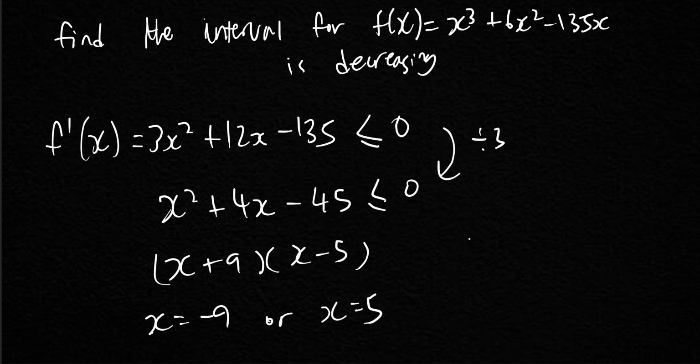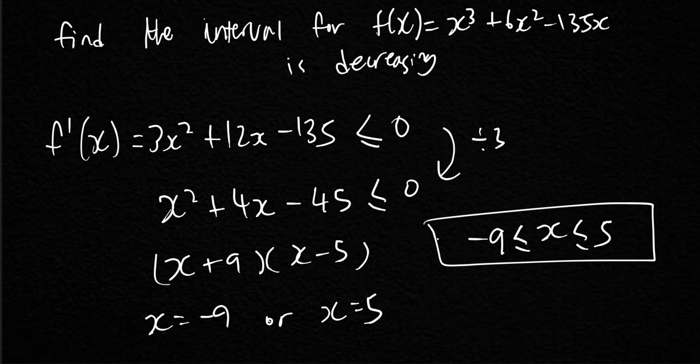So the smaller number is obviously going to come first. Negative 9 to 5. And that is the inequality for it decreasing.